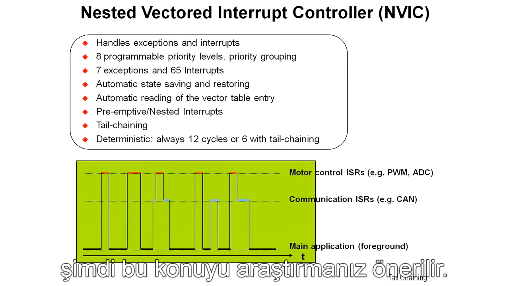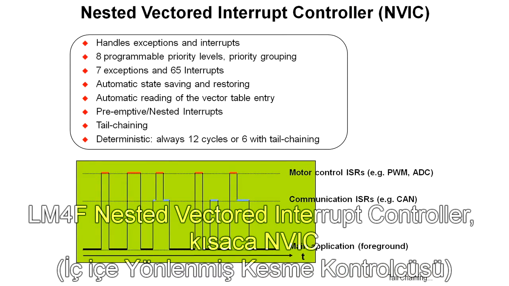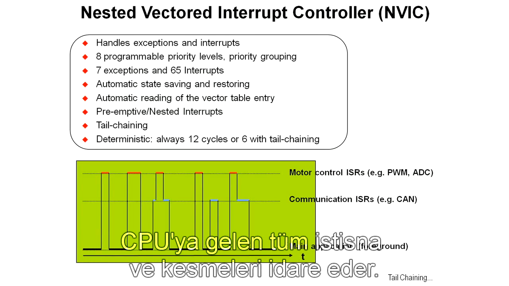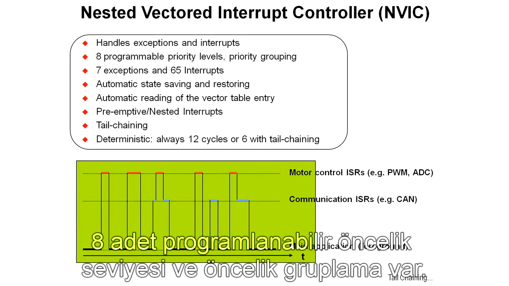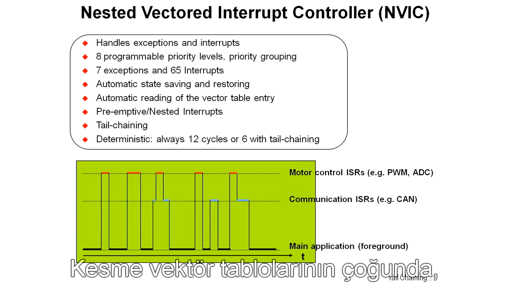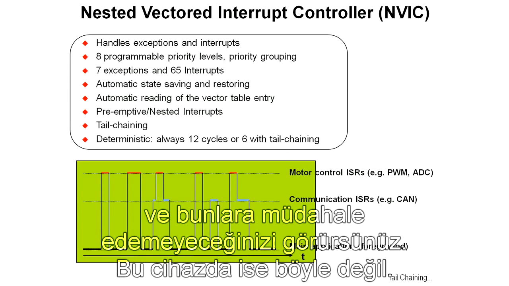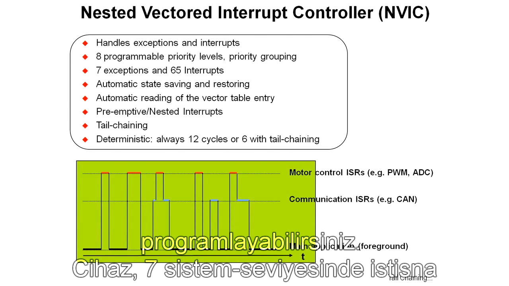The LM4F Nested Vectored Interrupt Controller, or NVIC, is tightly coupled to the central processing unit. It handles all of the exceptions and interrupts that come into the CPU. There are 8 programmable priority levels and priority grouping. In most interrupt vector tables, you'll see that the priority levels are already set by the manufacturer and you have no input into what they are. That's not the case on this device.